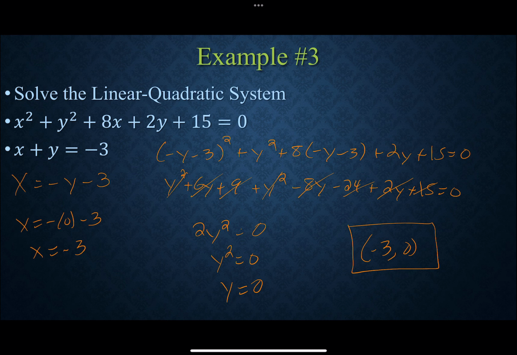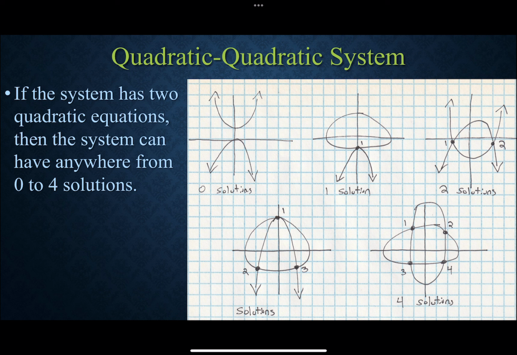We also could have the intersection of quadratics. Now, I couldn't find a nice graphic for that, so I just hand drew a couple different scenarios here. So obviously we have 0 solution, 2 parabolas not intersecting. 1 solution, the ellipse and a parabola intersect exactly 1 time. 2 solutions showing 2 parabolas intersecting. 3, a parabola intersecting through an ellipse there. And then finally 2 ellipses intersecting, creating the 4.